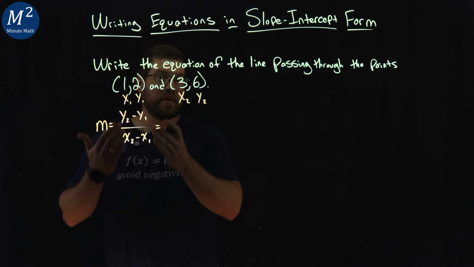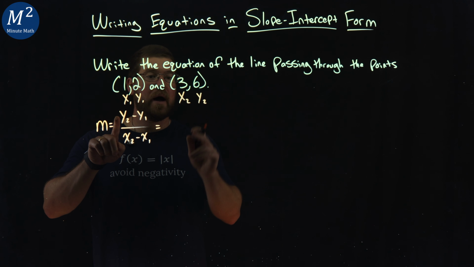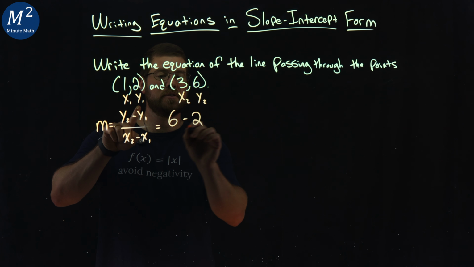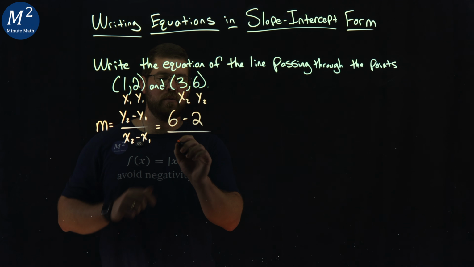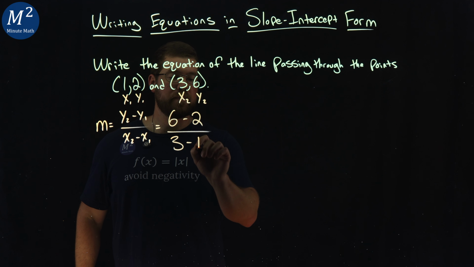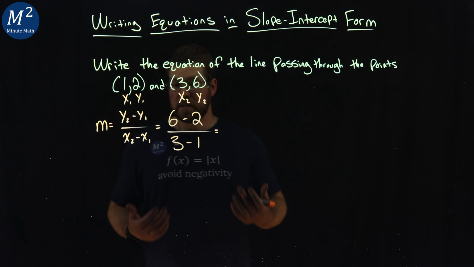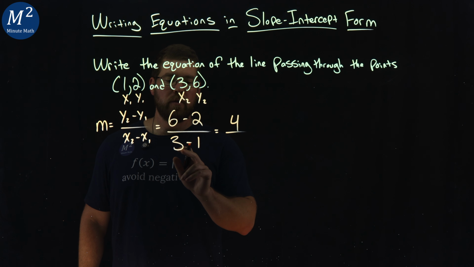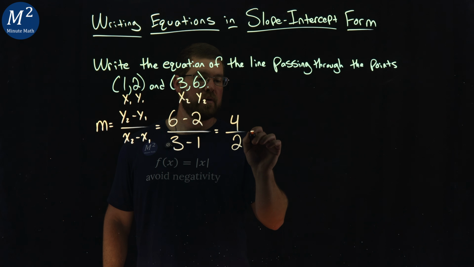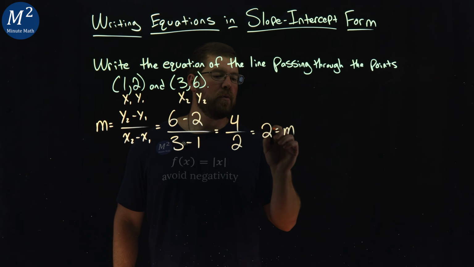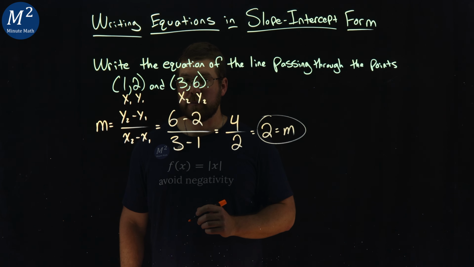So now we substitute into our equation here. y2 is a 6 minus y1, which is a 2, over x2, which is a 3, minus x1, which is a 1. And now we simplify. 6 minus 2 is a 4, and 3 minus 1 is a 2. And 4 over 2 simplifies to be a 2. So our slope is 2.